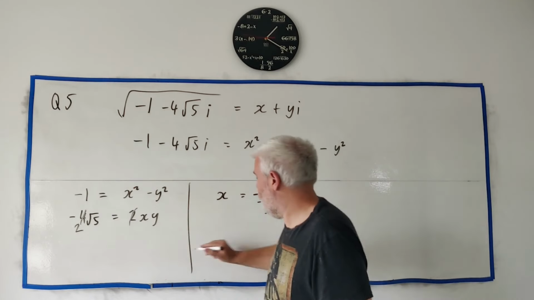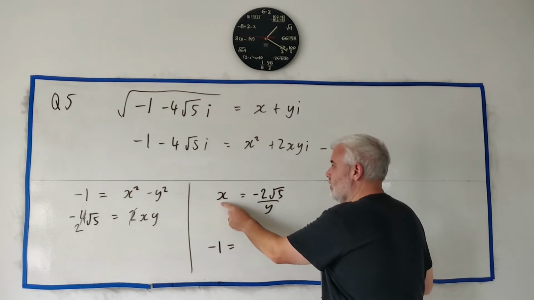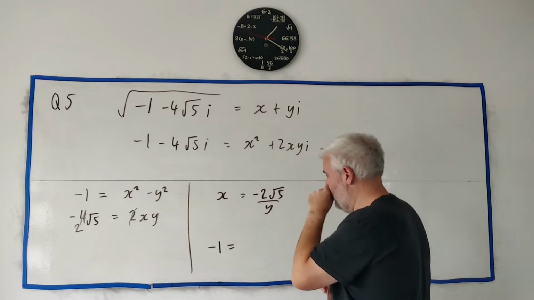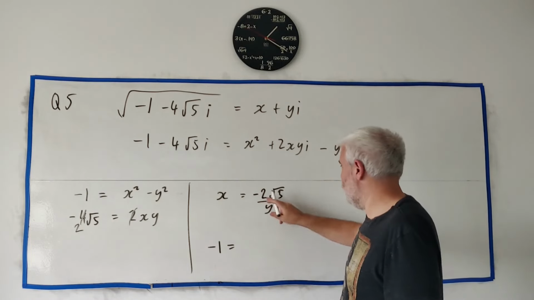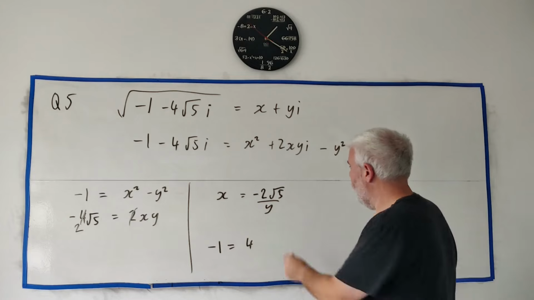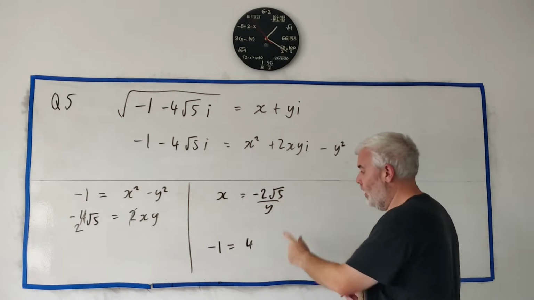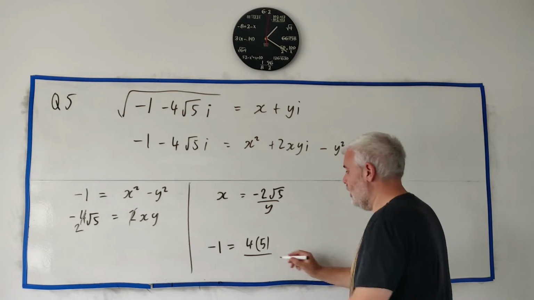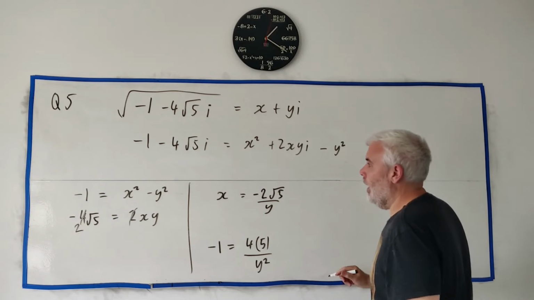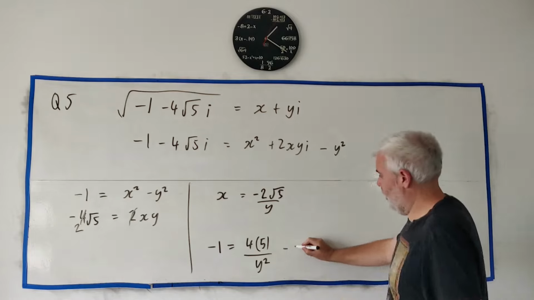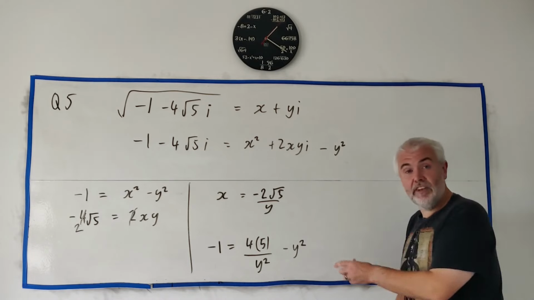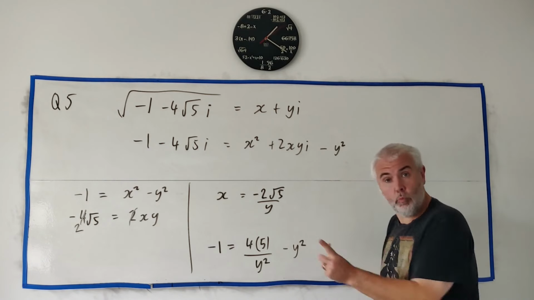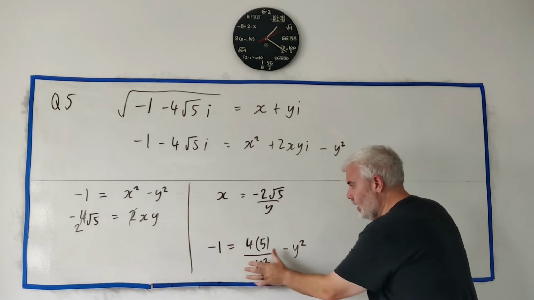-1 equals x squared. That becomes this squared. So that's minus by minus, a plus. 2 by 2 is a 4. Square root of 5 by square root of 5 is a 5. We take multiply now. y by y is y squared. And then minus y squared is still there. Minus y squared. I've now got to an equation with just one unknown, y squared. It's the only thing in this that I don't know.